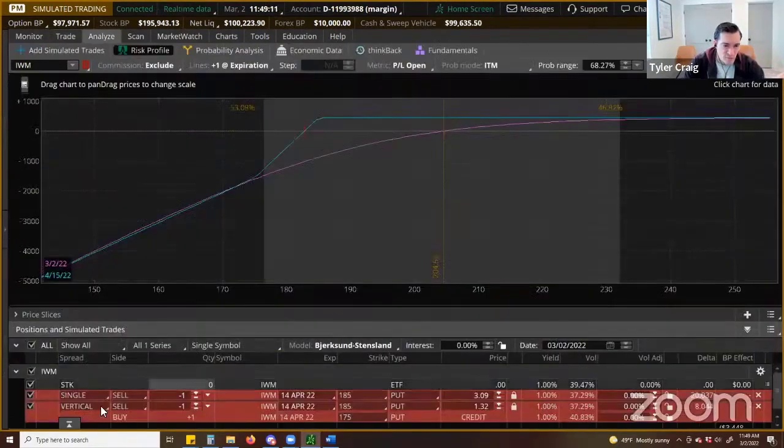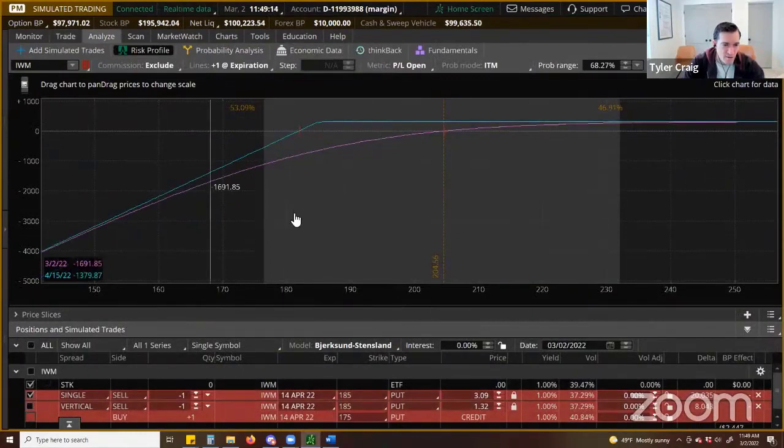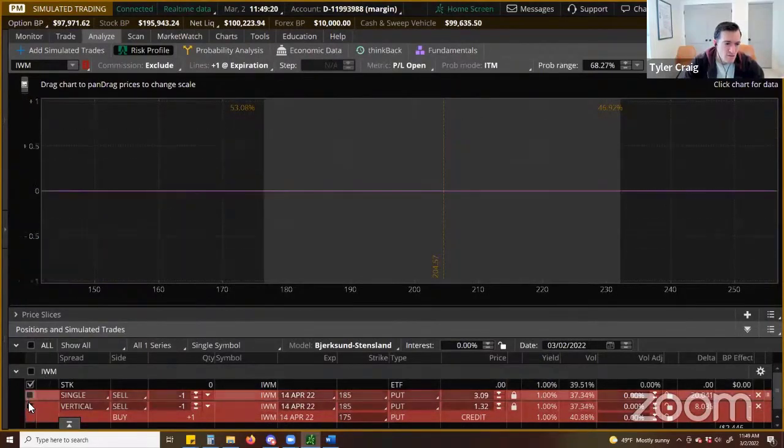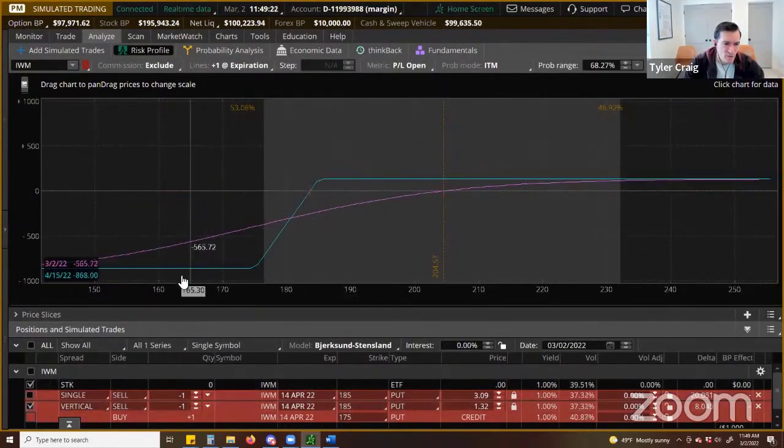But look at the risk graph. Here you are open-ended with the naked put, lots of potential risk, thousands of dollars. You cap it, sell the bull put, you've got $800 and $870 of risk. And you've now taken that open-ended risk graph and limited the downside.